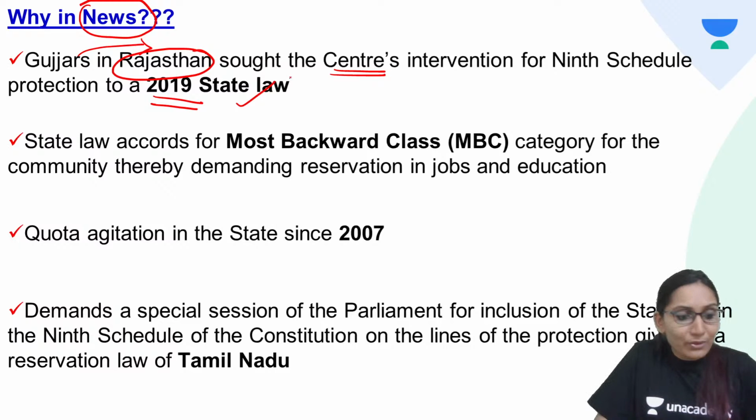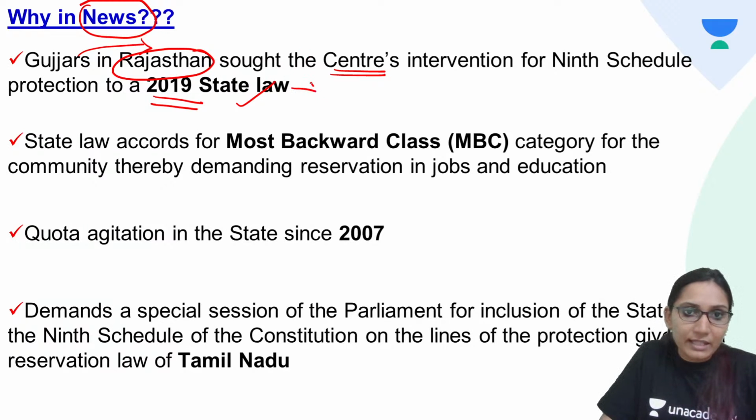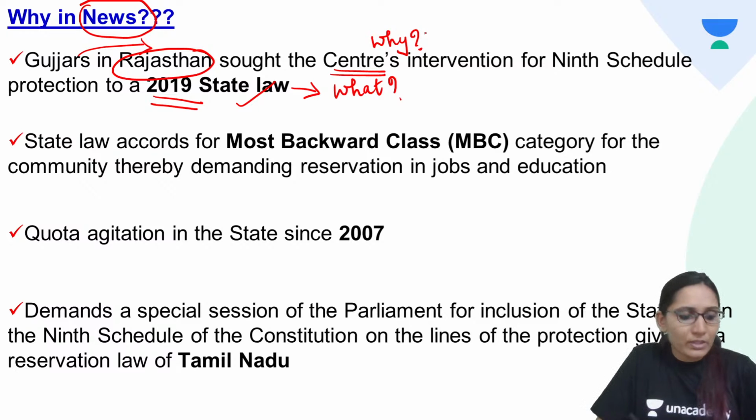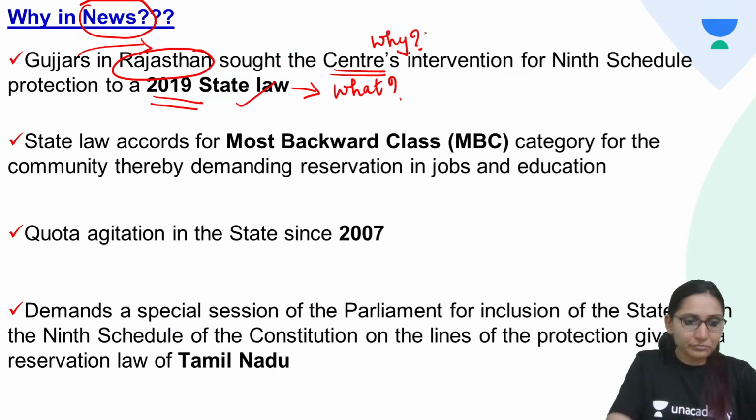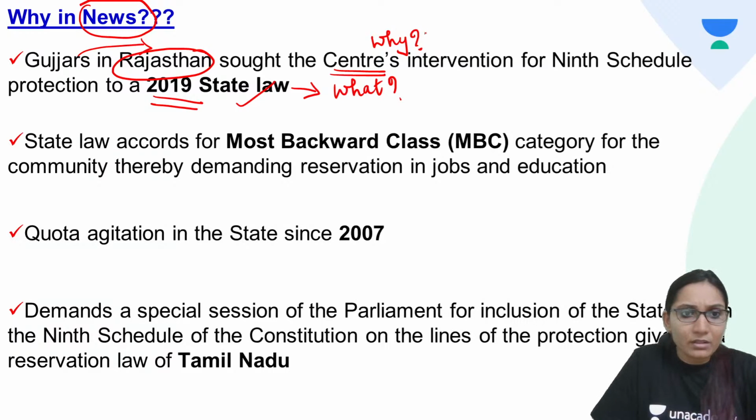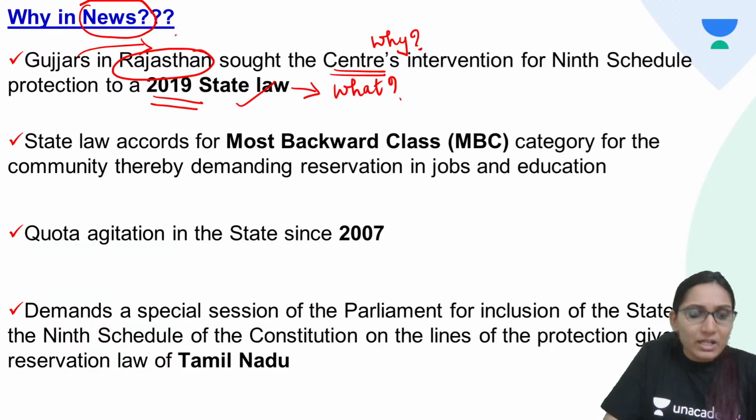Now here we need to know what the 2019 state law is. You need to understand what the state law is. We will come to it now. Second, you need to know why they seek the center's intervention, in what matter they seek the central government's intervention. That is another thing that needs to be discussed. About Gujjars as a community, that also needs to be discussed. Why do they need protection, or what is the ongoing issue with them?